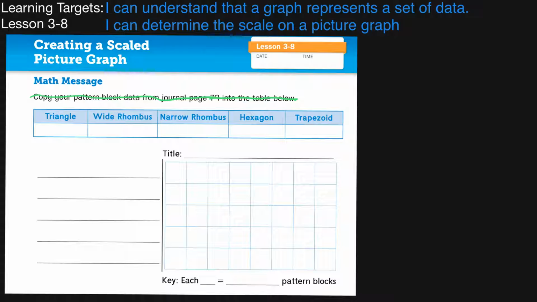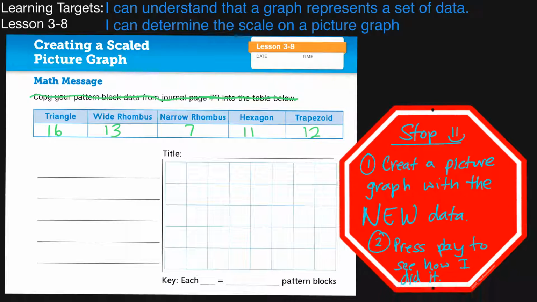So the new data that we're going to have is 16 triangles, 13 wide rhombuses, 7 narrow rhombuses. We'll do 11 hexagons and 12 trapezoids. So I want you to copy this data here into this page in your journal. Go ahead and take a moment to do that now.